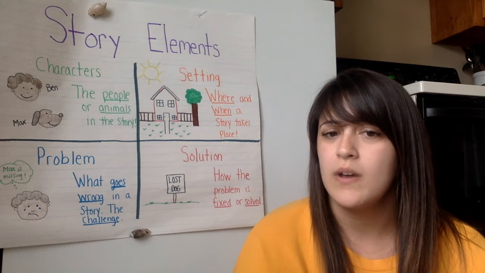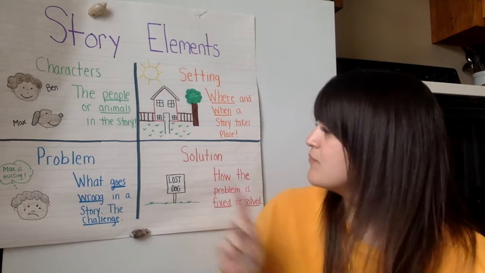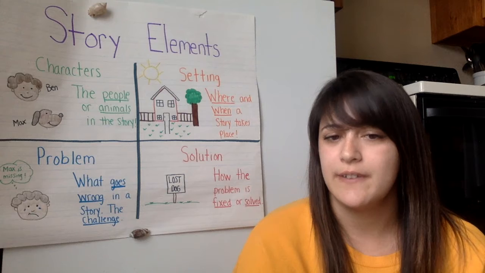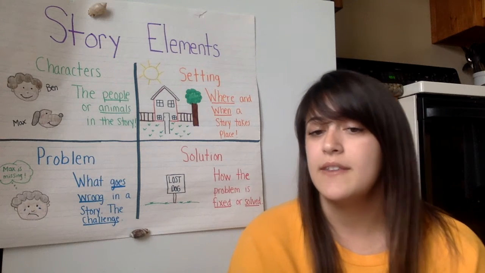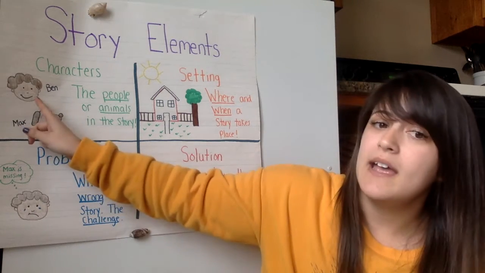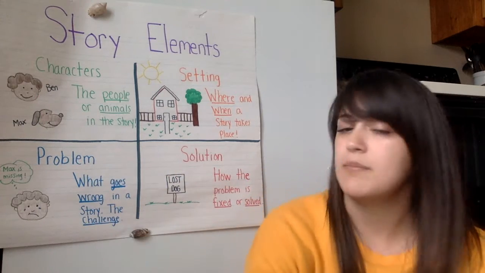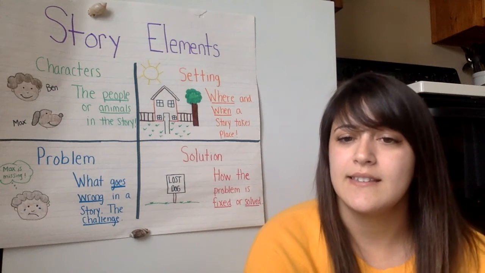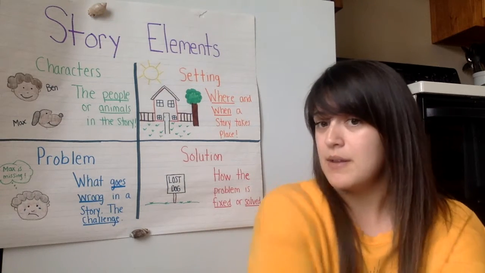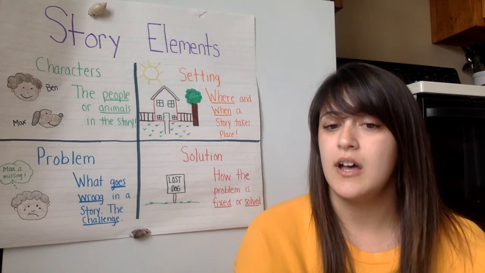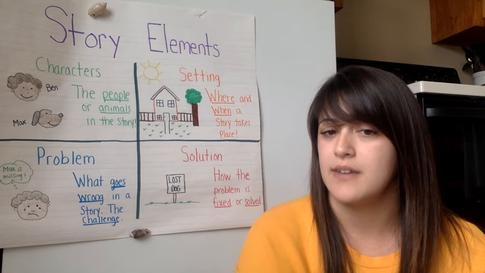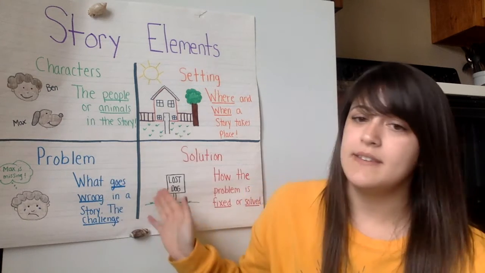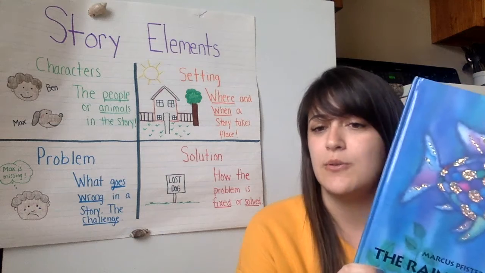I wonder then what solution means. That's our next story element. The solution is how the problem is fixed or solved. So how did the character solve the problem? How did Ben solve the problem of his dog Max going missing? In this story, it looks like they put out a sign that said lost dog because maybe they wanted people to see that the dog was lost, and if they knew that the dog was lost, they could help to find Max.